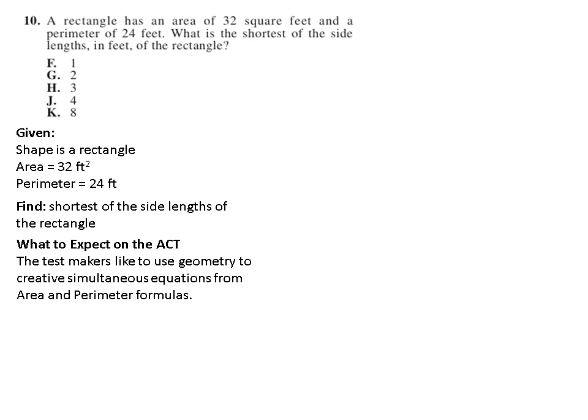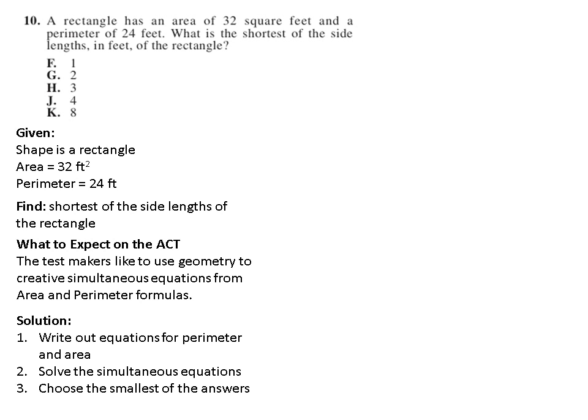So something to expect in the ACT is the ACT likes to use geometry problems where on the front end you set up some constraints with geometry, and then on the back end you do algebra. In our case, we're using the area and the perimeter as independent equations for a simultaneous equation. So this problem has 3 steps. The first, we need to write out the equations for perimeter and area to have our simultaneous equations, and then we need to solve for those simultaneous equations and choose the smallest of the answers.